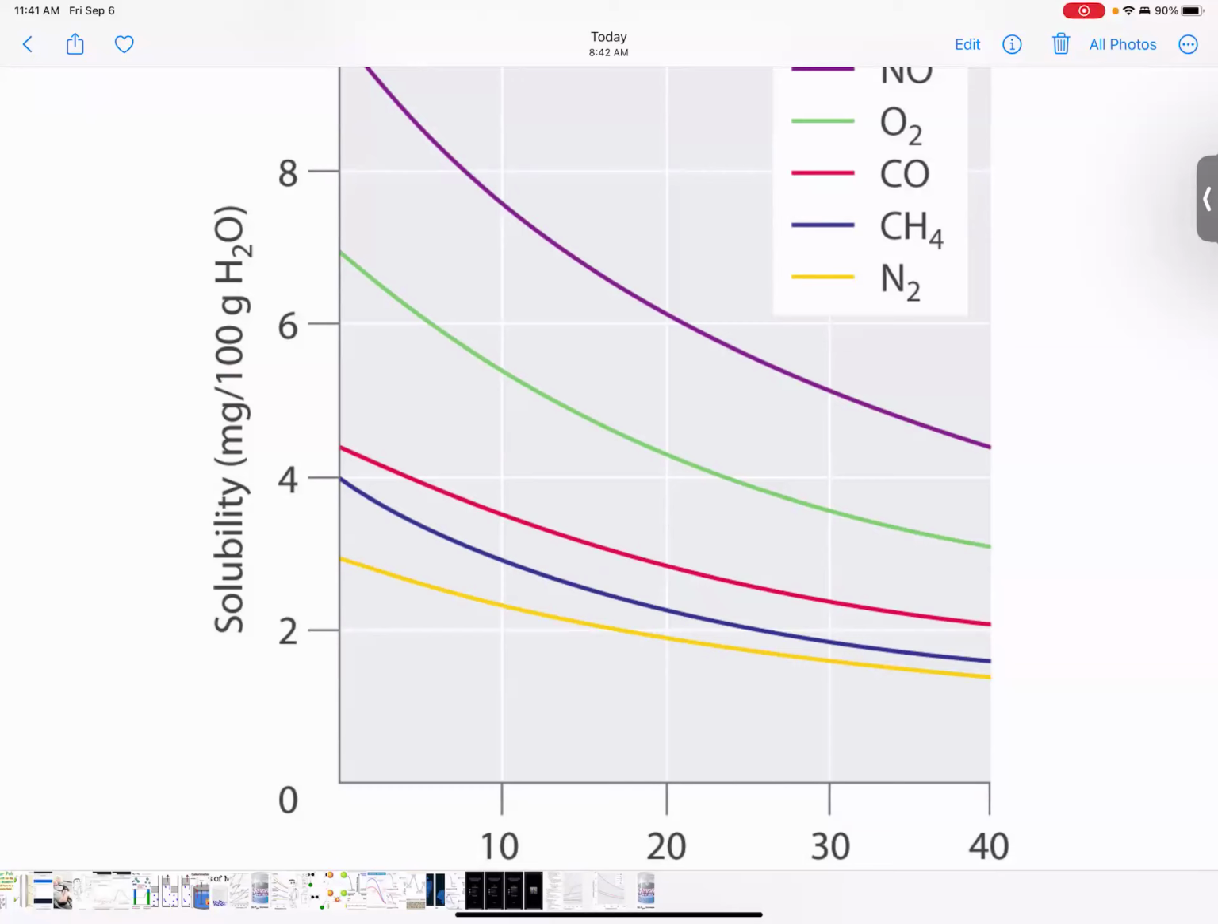I mean, technically, if it's at 20 degrees and you have, let's say, carbon monoxide here, the red line, and you have more carbon monoxide in solution than should be there, yes, you have a supersaturated solution. If you have less carbon monoxide than should be there, you have an unsaturated solution. And that would be the level of saturation. So yes, you can have supersaturated and unsaturated the same as you can for a solid.